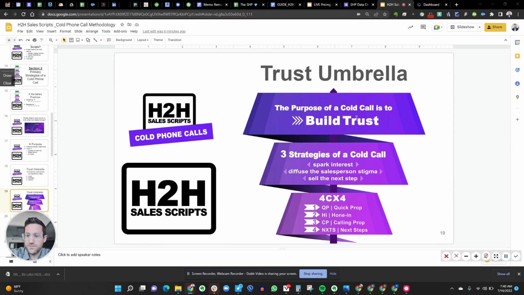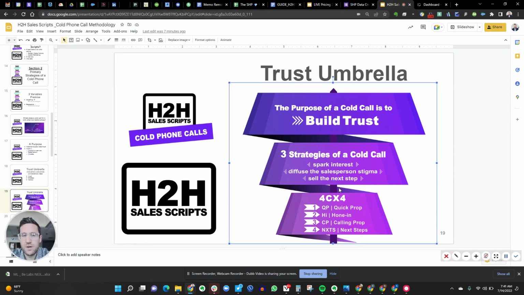So the idea of a cold call is to build trust, but then there are some things that fall underneath what that means. It's pretty out there. It's pretty subjective. So how do we drill it down and make it practical to a cold call? Because cold calls need to be very exact in order for them to work, right? So what are some of the main strategies? Well, the goal of a call is to spark interest in what you do, your product or service, and to what we call diffuse the salesperson's stigma.